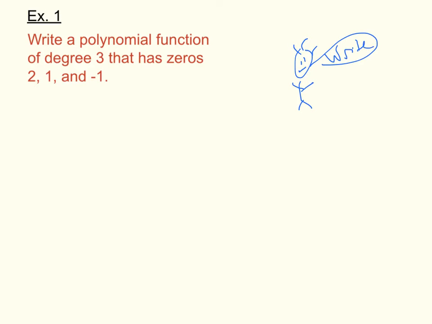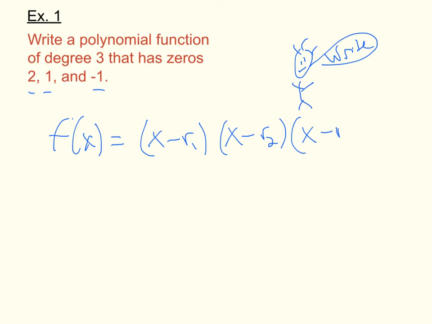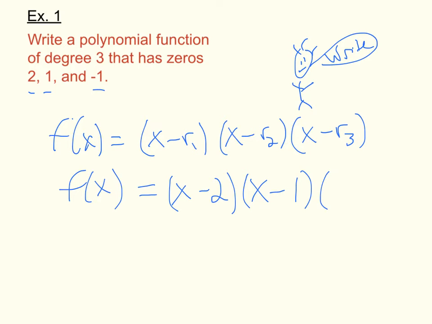Okay, so we are going to come up with a function that we can write using degree 3 and having those zeros. Because it has degree 3, that means it's going to have exactly 3 zeros, and hey, they gave us 3 zeros right here. So if you'll remember from our fundamental theorem, any function with degree 3 can be rewritten as x minus r1, x minus r2, x minus r3. And sometimes the tricky part is figuring out what those different r's are. But that's not tricky in this case because they told us. So I can simply rewrite this as f of x equals x minus r1, let's call that 2, x minus r2, let's call that 1, and x minus r3, well, that's negative 1.